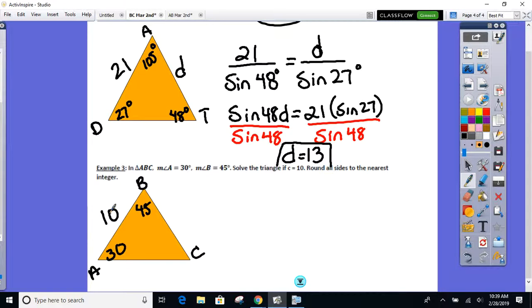Okay, here we go. Another one of those solve the triangle. You can find angle C. Let's just take care of the third angle right now. I got 30, I got 45, 105 for angle C. I'll walk around and see what you guys are doing to find side B and side A.